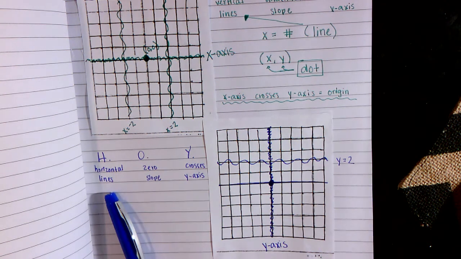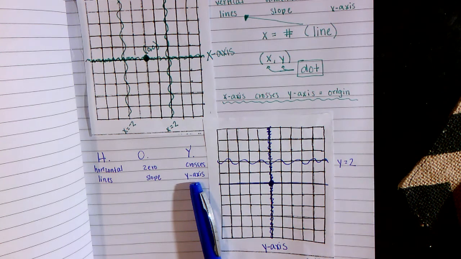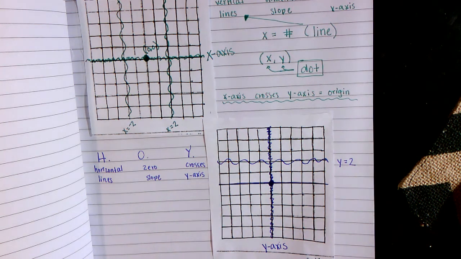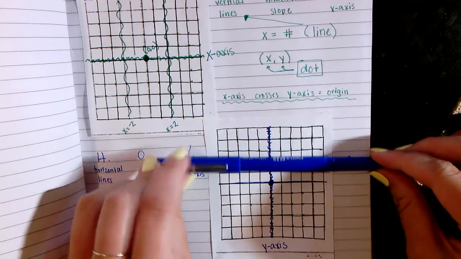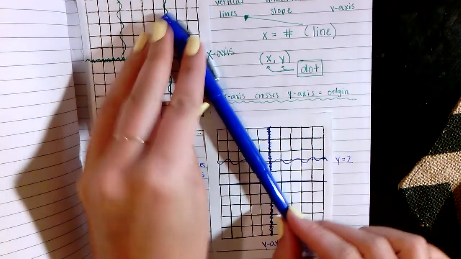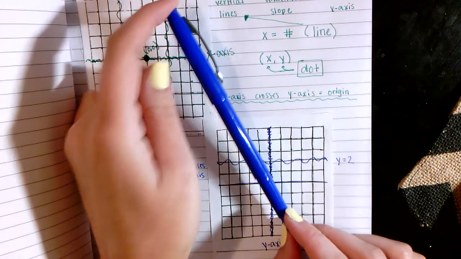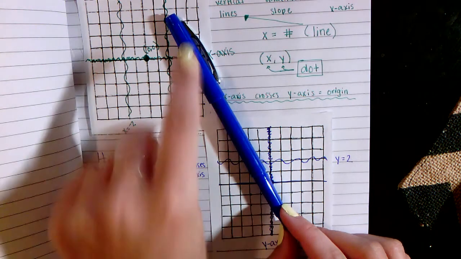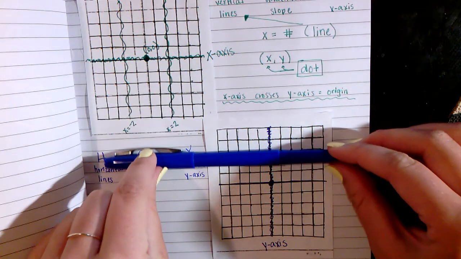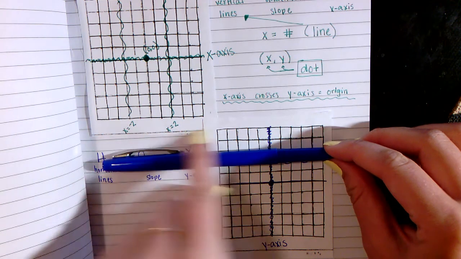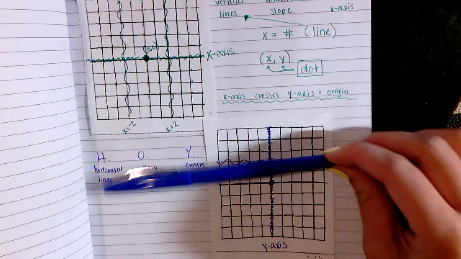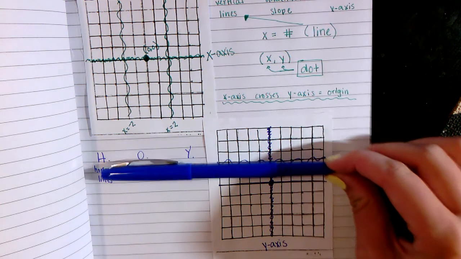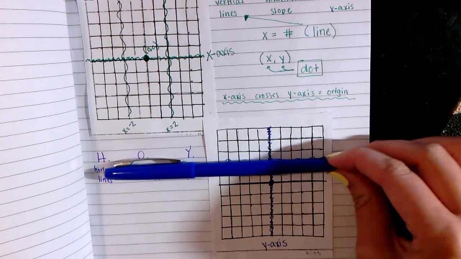It is a horizontal line, it has a 0 slope, and it crosses the y-axis. 0 slope just means that it's flat. We know that slope means how steep the line is. So if I were to draw a line on a graph like this, it's got a really steep slope. Imagine sledding down that hill. But if it has a 0 slope, imagine sledding across here. You'd have to push yourself, right? There's no slope to that. So it has a 0 slope, and it crosses through the y-axis.